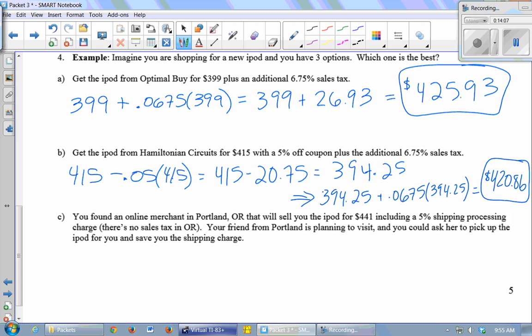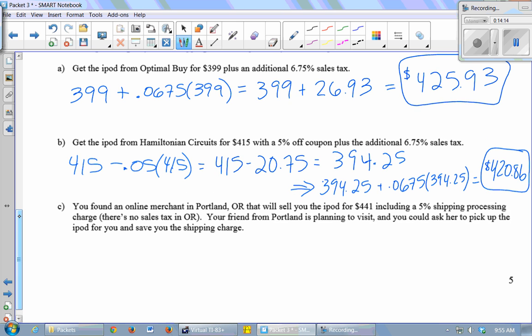All right, so already Hamiltonian Circuits is a better deal, right? Questions about technology really get dated fast, right? An iPod for $400, that's kind of crazy, right?